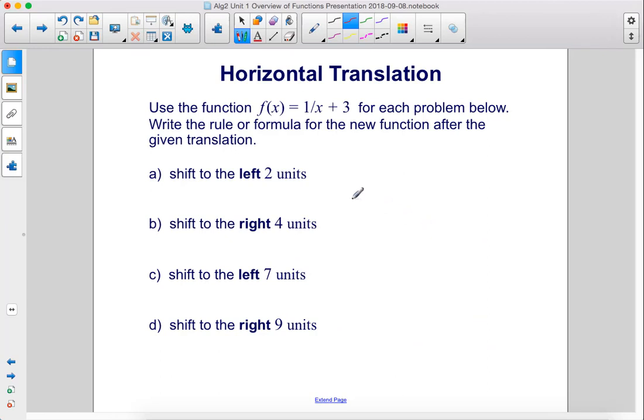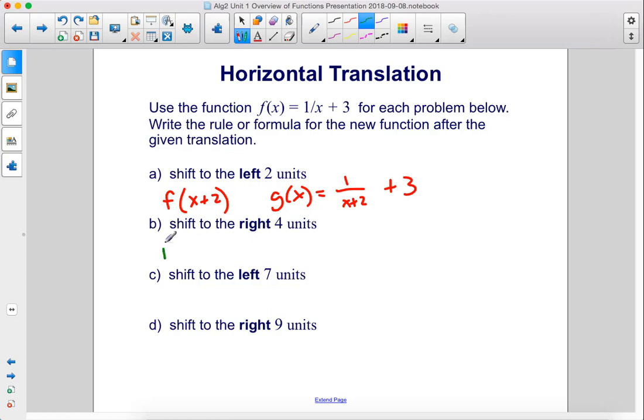Use the function f of x equals 1 over x plus 3 for each problem below. Write the rule or formula for the new function after the given translation. Shift to the left 2 units. So we're going to take f of x, and it's going to be f of x plus 2. So then we're going to take this and plug it into our new formula g of x, which is going to be 1 over x plus 2 plus 3.